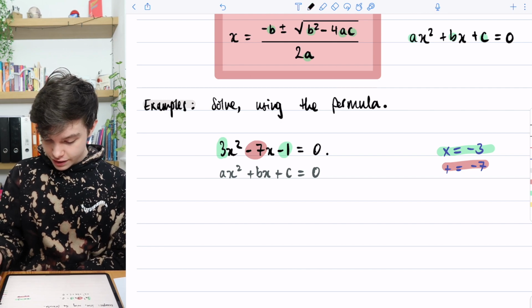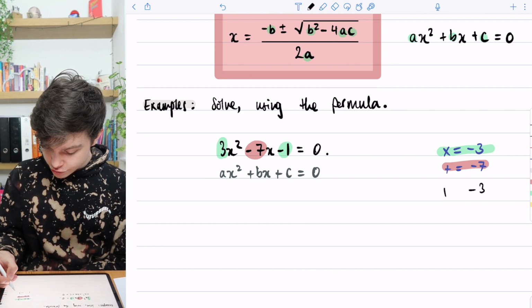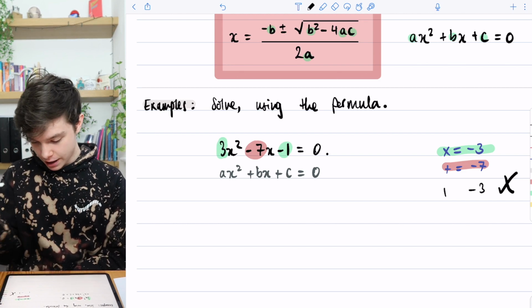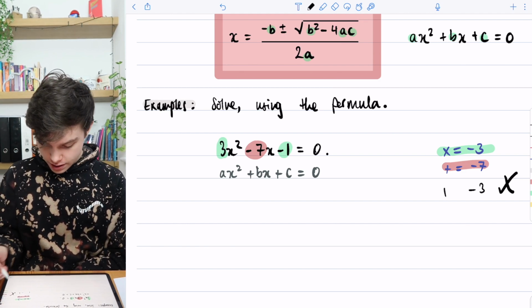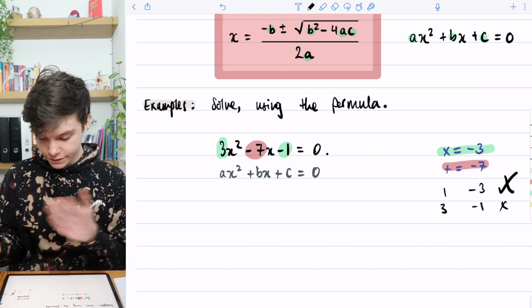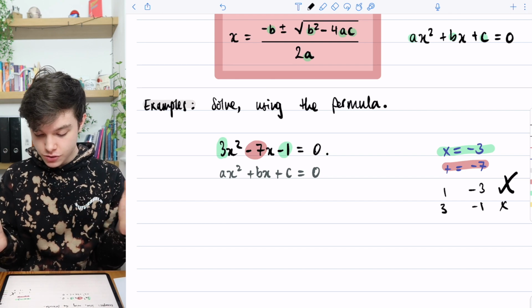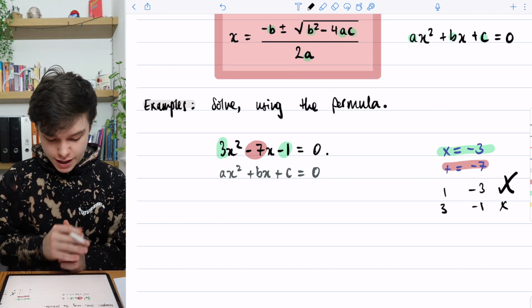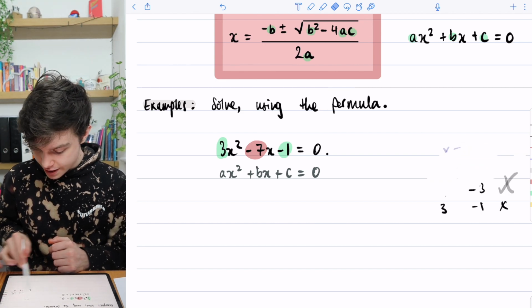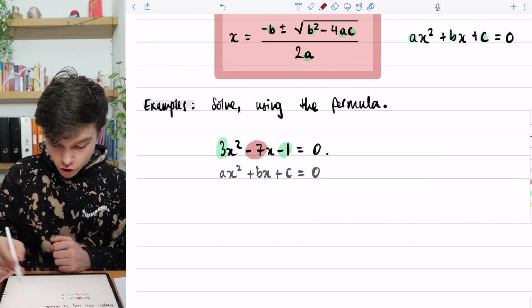Now, let's try and think. Well, 1 and minus 3, they multiply, but they do not add, so it's a big cross there. And then, okay, 3 and minus 1, that doesn't work, and then we're stuck. We can't find any other factors of 3, and that's because 3 is prime. So that's not going to factorise. So we need to use the formula.